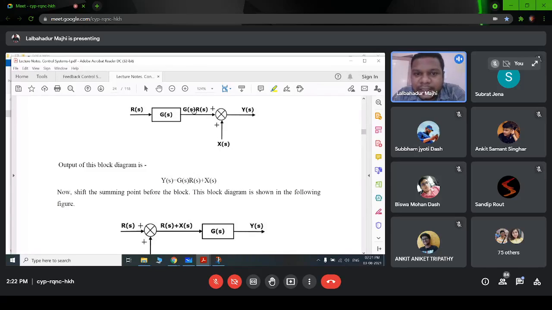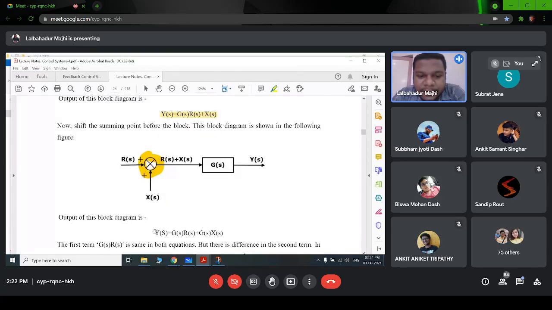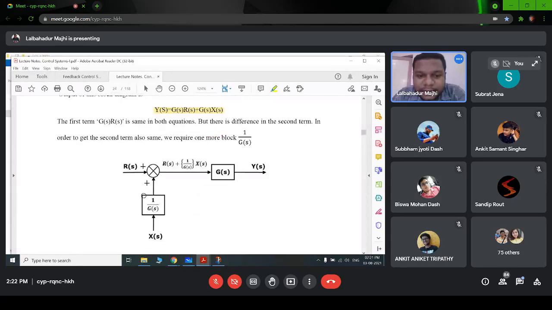Because see, the output here, in our original diagram, is g of s into r of s plus x of s. If we shift this summing point before this block, then the output becomes the previous one, g r plus g of x. That means we have an extra g of s term with this x of s. So we have to add an inverse, 1 by g of s, with this x of s term, so that we will get the output y of s as in our original diagram.